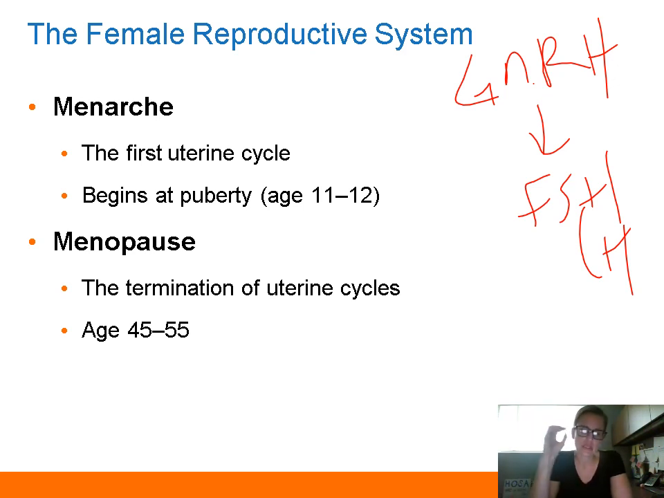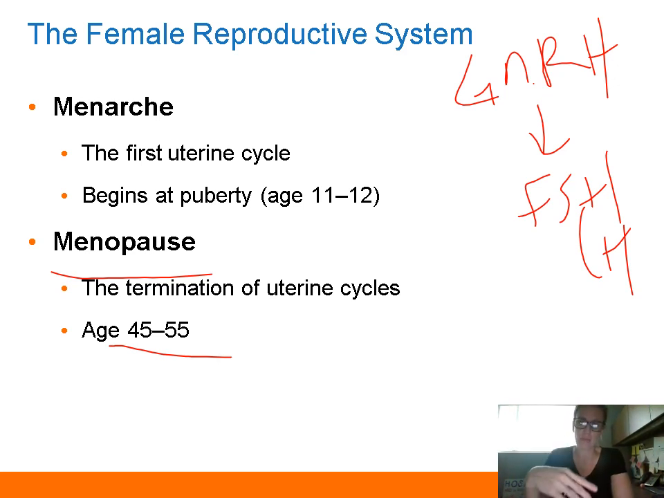So again, we get these released in a pulsatile fashion. And when this first begins, around the ages of 11 or 12, that very first uterine cycle that occurs is menarche. Menopause is the opposite. Menopause is the termination of the uterine cycle. The average age for menopause to occur is somewhere between the ages of 45 and 55.